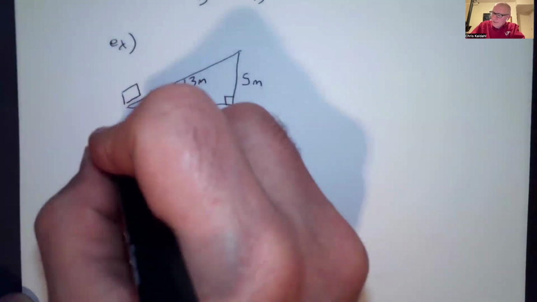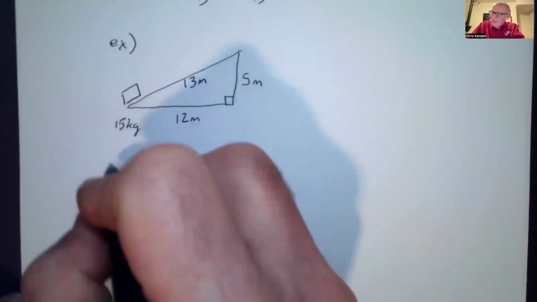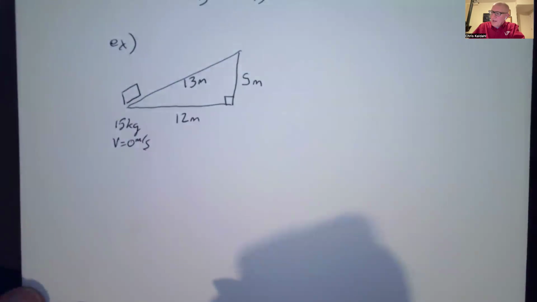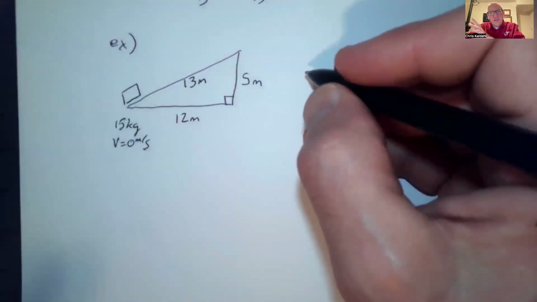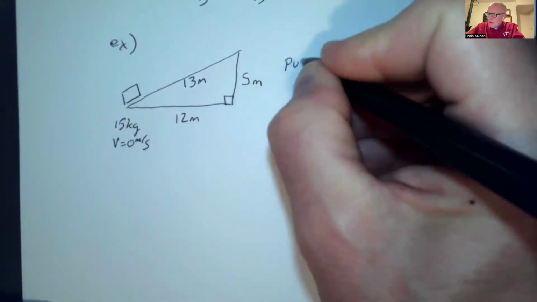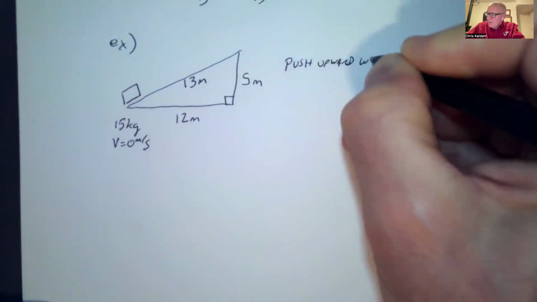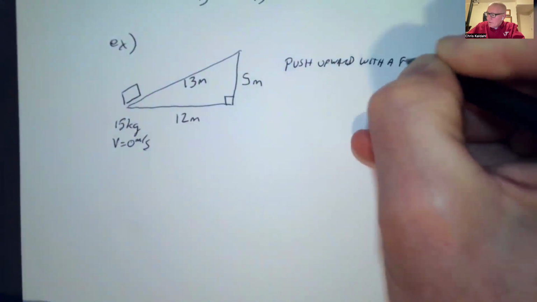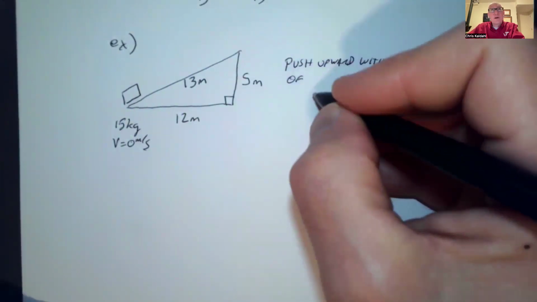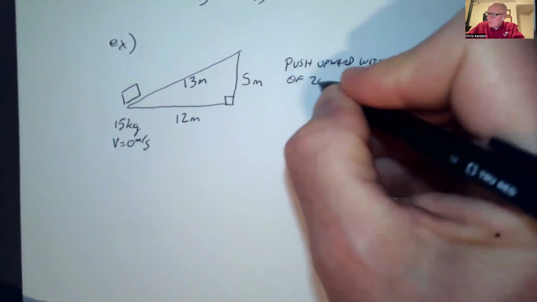And so we're going to take, let's see, why don't we use a 15 kilogram box? And it starts at rest at the bottom of the hill. And we're going to have two things go on with it. We're going to push upward with a force of, why don't we go ahead and say, 200 newtons.